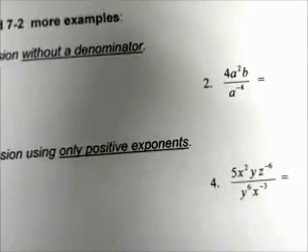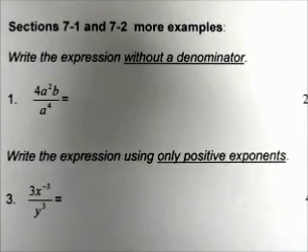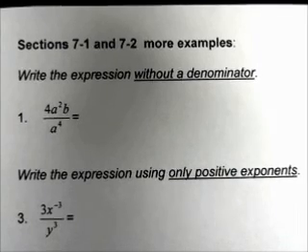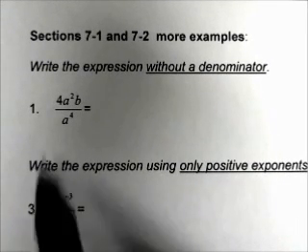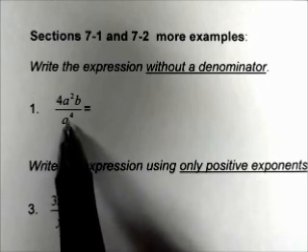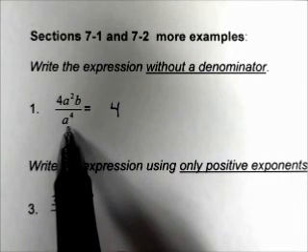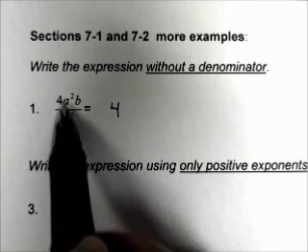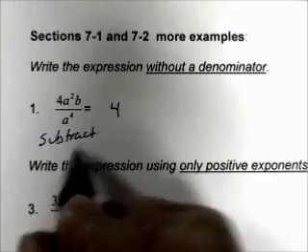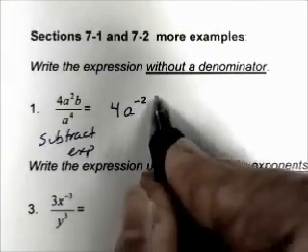Next, page 3. We want to write the expression without a denominator for the first two problems. So without a denominator. That means we'll use our rules in that we have 4a squared b divided by a to the 4th. So this would equal 4. Now a squared divided by a to the 4th, since we don't want a denominator, we'll subtract the exponents when dividing. So this would be a to the negative 2 and then b.